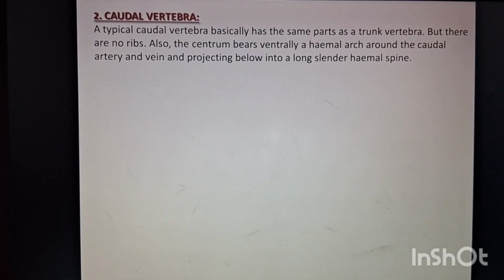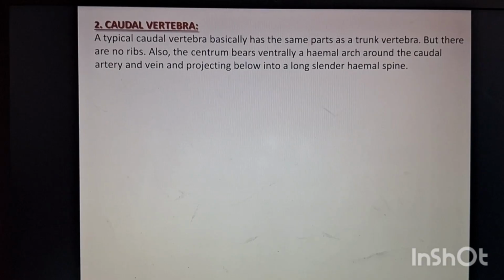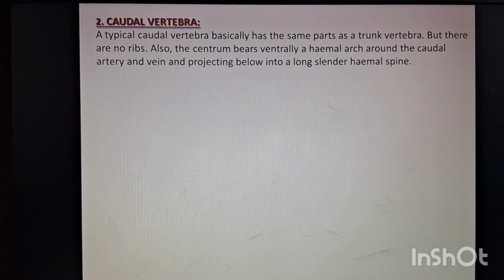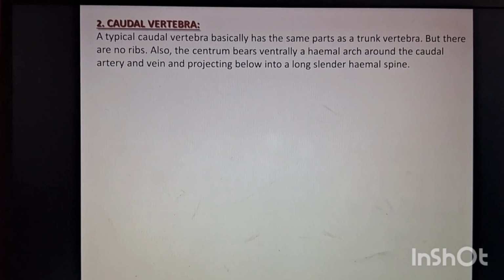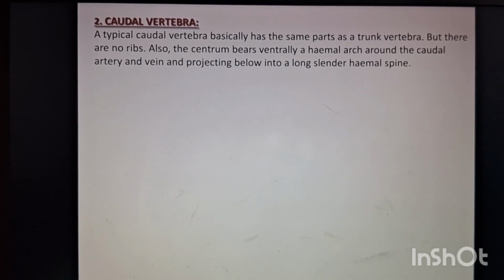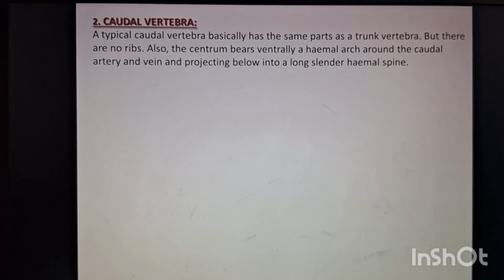Caudal vertebra. A typical caudal vertebra basically has the same parts as the trunk vertebra, but there are no ribs. Also, the centrum bears ventrally a haemal arch around the caudal artery and vein, projecting below into a long slender haemal spine. Now the topic has ended.